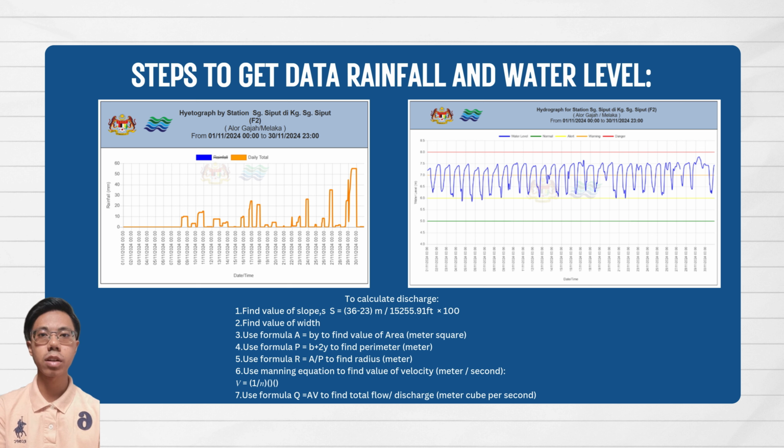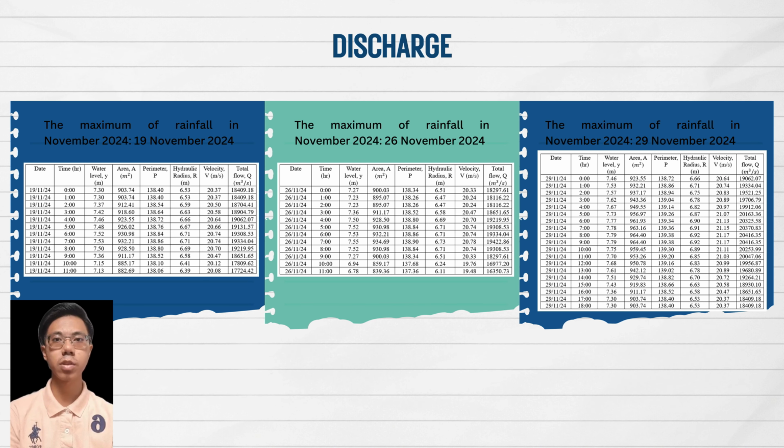After that, we record the water level value obtained from the Hydrology website. Next, calculate the area value by using the formula of width multiplied by water level, in square meter units. The value of the perimeter can be obtained by using the formula width plus 2y, where y is the water level in meters. Then, calculate the value of the hydraulic radius R using the formula A over perimeter, in meter units. After that, velocity can be obtained by using the main equation, that is V equals 1 over n times R to the power of 2 over 3 times S to the power of 1 over 2.